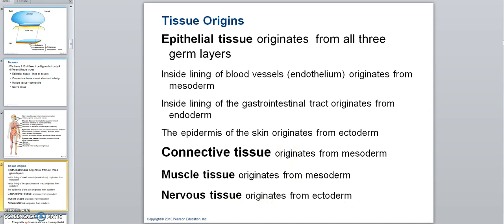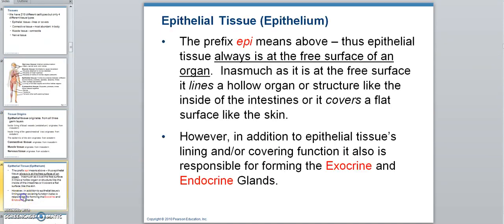So that's where I said similar embryonic origin. Go back and study it. Okay? Epithelial tissue means epi. That means it's the top layer. Now I'm going to start another PowerPoint to discuss epithelia.